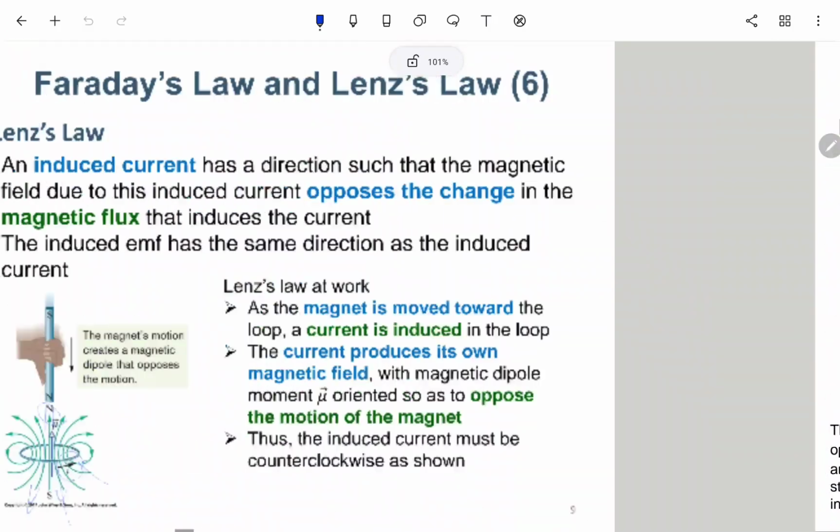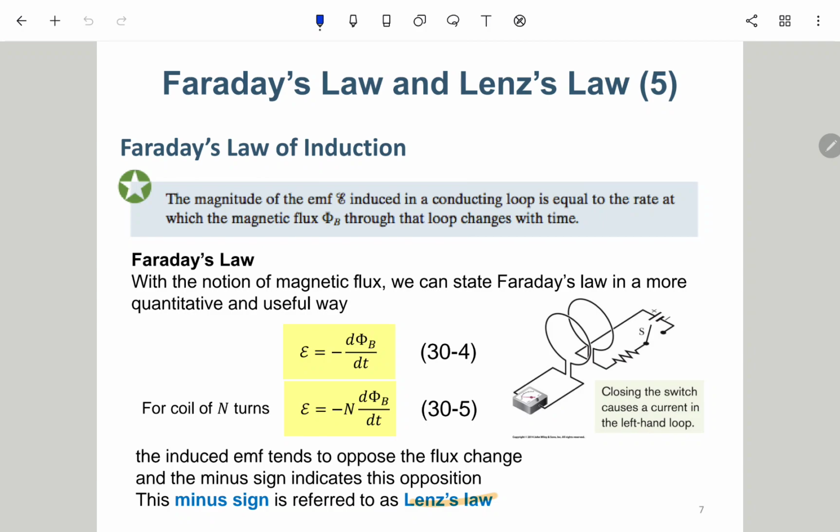So simply speaking, it turns out to be this elegant formula. The negative sign means it is opposite to the change, and the sign of this derivative tells us how it changes, whether it is increasing or decreasing, or originally whether it is positive or negative. So this derivative already includes all the cases in it, so it's a very elegant expression.